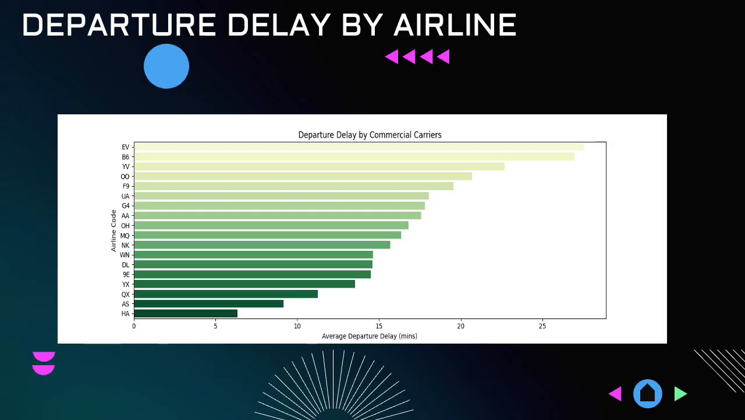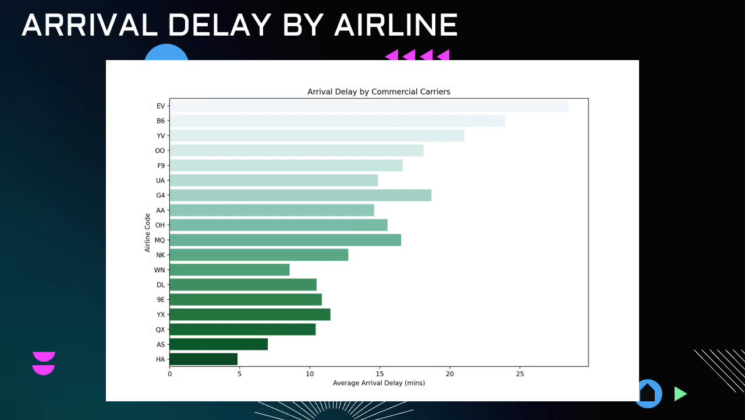On this slide, we plotted the airline code by departure delay by first grouping data points by airline carrier and then taking the average of the departure delay duration with regards to each airline. We repeated the same process here for arrival delays.